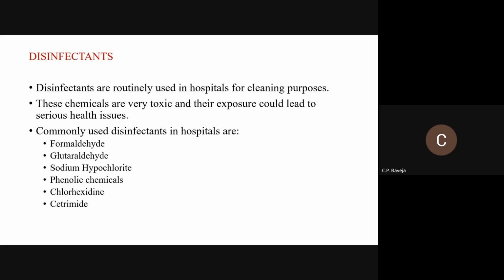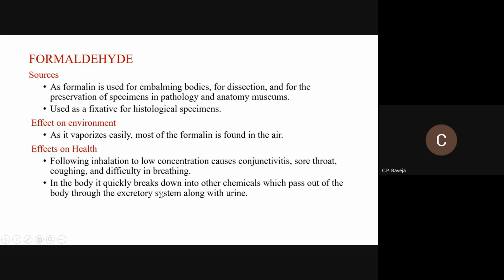Then disinfectants. Disinfectants are routinely used in hospitals for cleaning purposes, and these chemicals are very toxic and their exposure could lead to serious health issues. Commonly used disinfectants in hospitals are formaldehyde, glutaraldehyde, sodium hypochlorite. Hypochlorite is used in HIV settings, very commonly used, glutaraldehyde. Phenolic chemicals, chlorhexidine, cetrimide.